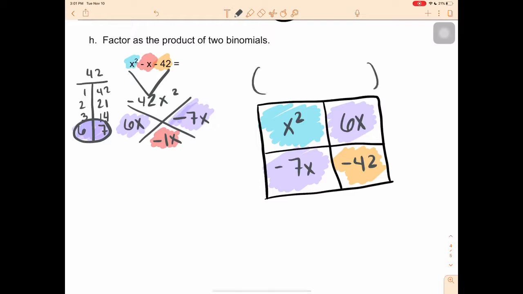So now we can factor. The top left is going to be x, x, negative 7, and a positive 6. So look very carefully at how I did that before you move on to the next problem.